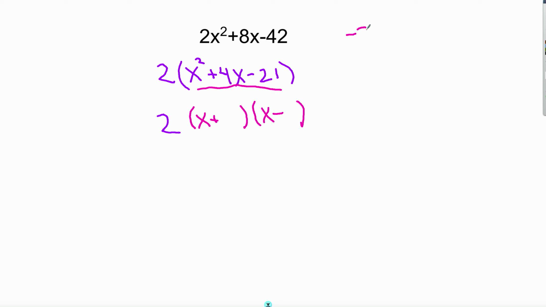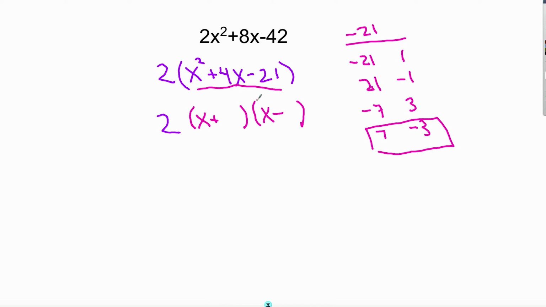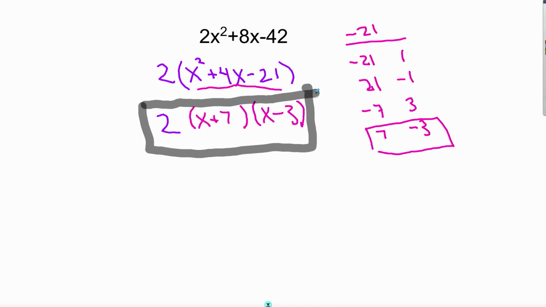Then I would think what I can multiply to get negative 21. So maybe negative 21 times 1 or 21 times negative 1. Negative 7 times 3 or 7 times negative 3. They all have a product of negative 21. I want them to combine like terms to give me positive 4. So I know the plus is with the 7, the minus is with the 3. So this is going to be my answer. Don't forget the 2, so when you're doing your homework. And that's it.